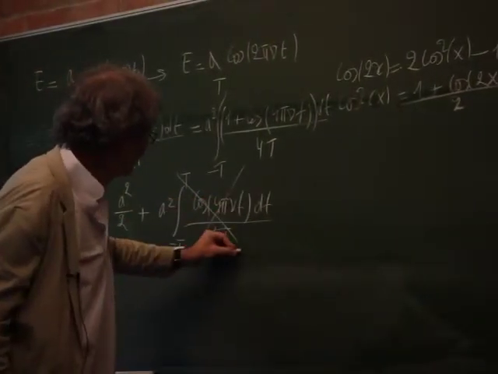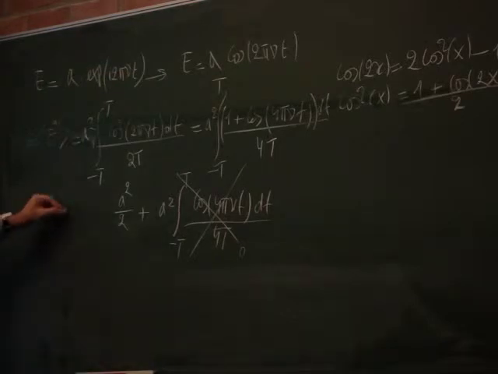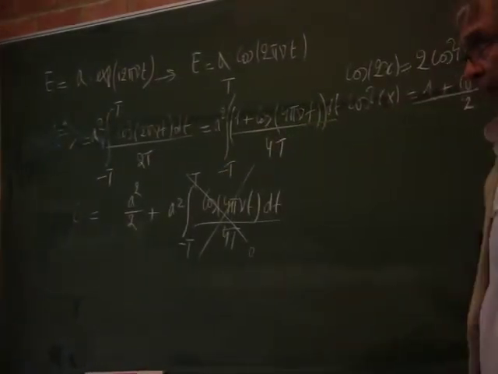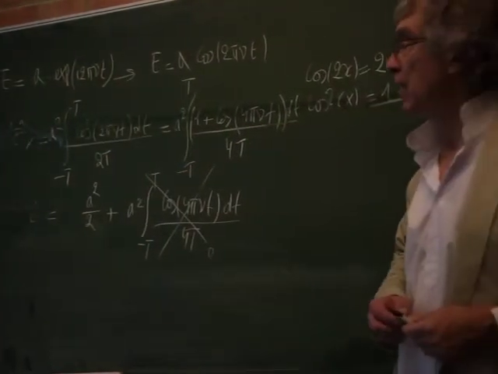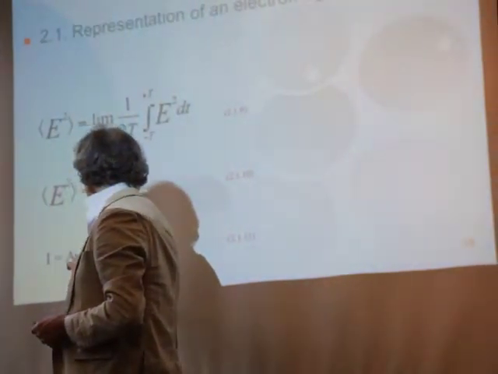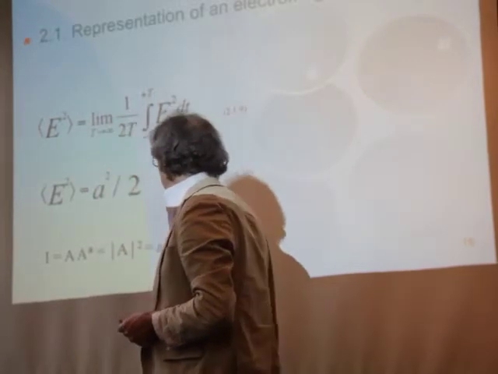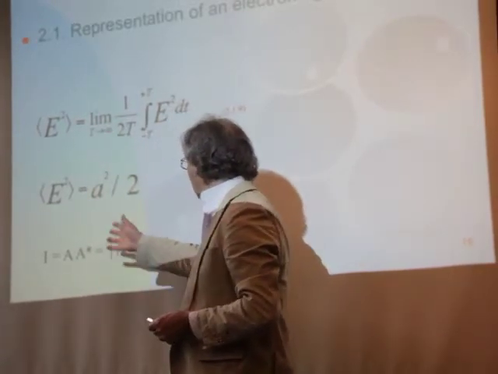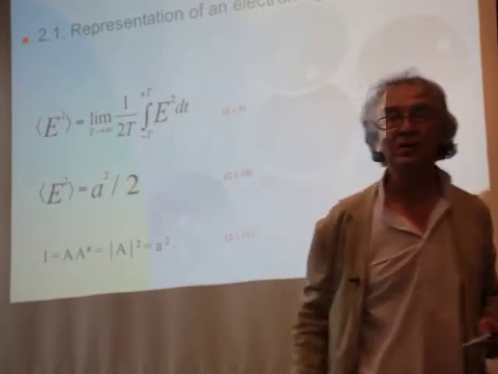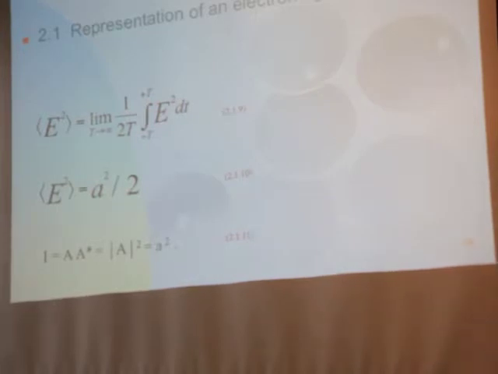So this will be identically equal to zero, and we find that the intensity is equal to a squared divided by two. Now, just by convention, in astrophysics at least, the intensity is defined as the product of the complex amplitude by its complex conjugate, which is the square of the modulus of the complex amplitude, which is also equal to the square of the real amplitude. Okay? So this is just a definition, where people have dropped the factor 2.